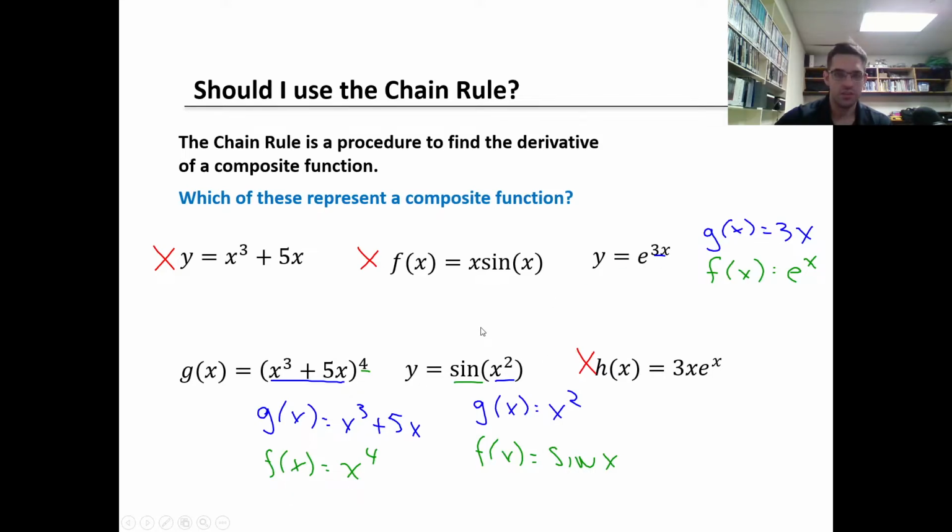The second one is a composite function. We have an x squared function inside of a sine function. These two examples kind of give away that these are composite, because I've got these brackets. If you see brackets, it's probably a composite function. Not all of our composite functions have brackets though, because of our e to the power of 3x example. Okay, the last one, h of x, is not a composite function. We have 3 times x times e to the power of x. 3x is a function and e to the power of x is a function, but it's not a function inside of a function, so that one's not composite.